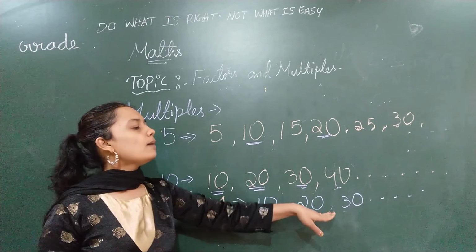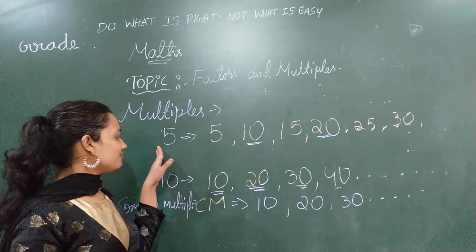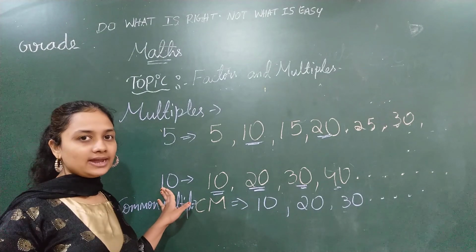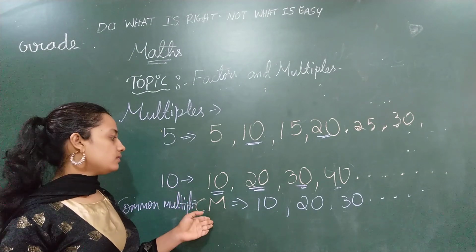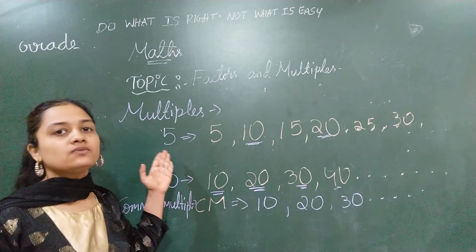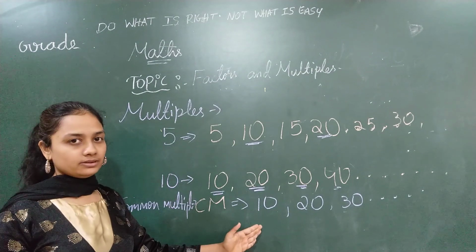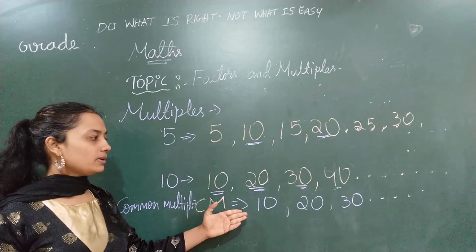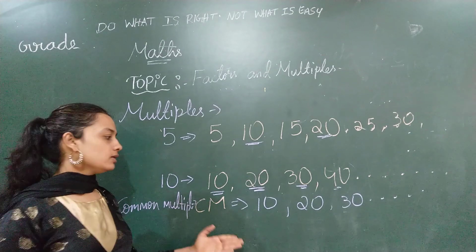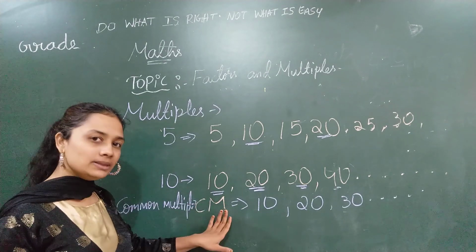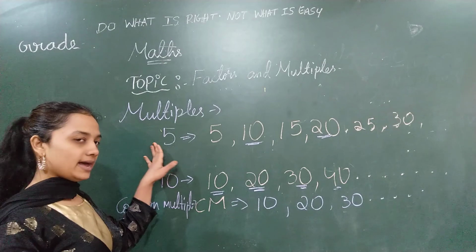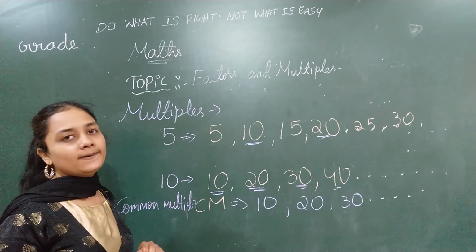So these are the common multiples of 5 and 10, right? I should say which numbers these are common multiples of. If I don't say which numbers they are common to, it doesn't have any meaning. So these are the common multiples of 5 and 10 here.